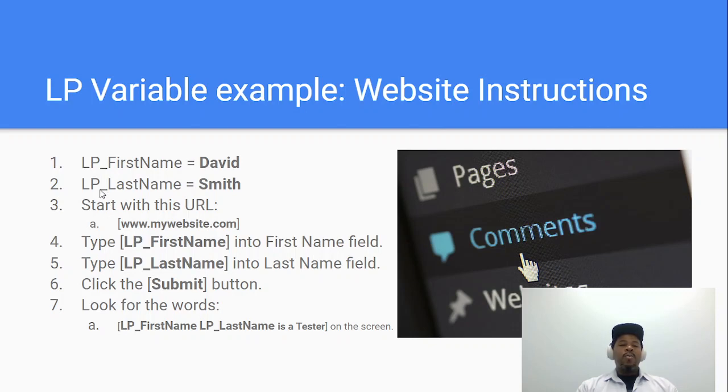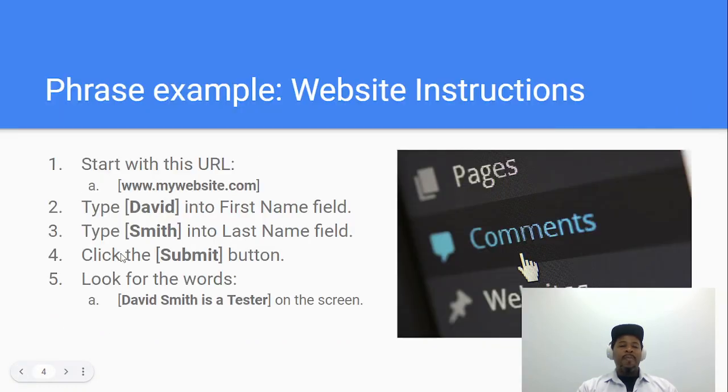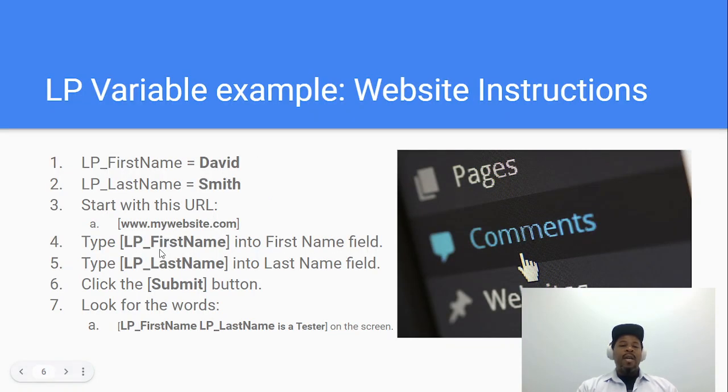So when we start moving it down our flow, you'll notice when we get to step 4, instead of having David here like the last time, let's just go back to the last time. We had David and Smith here. Well, now we have LP underscore first name and LP underscore last name. So you can clearly see how I've placed here the LP variable to act as a placeholder, and I made the assignment of David and Smith to that placeholder. That's what a variable is.